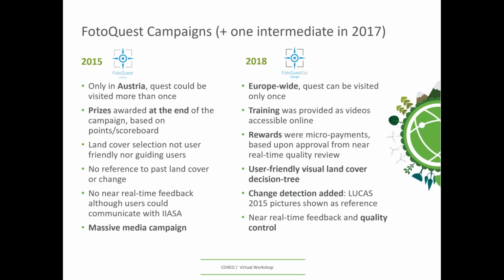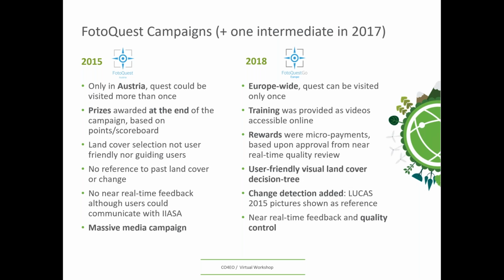We had a gamification approach in which people could do a quest. A quest, I'll explain when you see the app, means going to a location, taking the photographs, telling us what the land use and land cover is. And for that, they would get points. And at the end of the competition, the person or persons with the most points were awarded prizes.